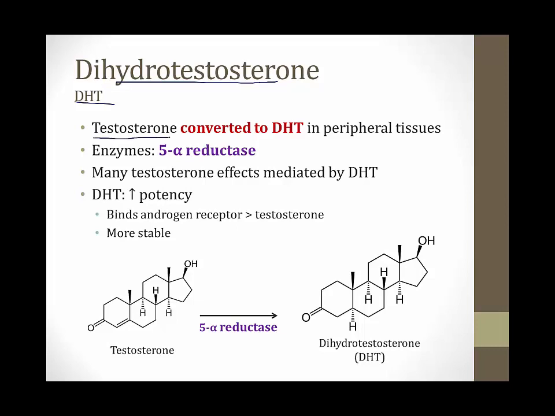Testosterone coming from the Leydig cells enters the circulation and is converted to DHT in peripheral tissues using an enzyme called 5-alpha reductase. If you look at the bottom of the screen here, the structure of testosterone is shown on the left. The structure of dihydrotestosterone is shown on the right. What 5-alpha reductase does is add two hydrogens to eliminate this double bond, hence the structure becomes dihydrotestosterone. And many testosterone effects are mediated by DHT.